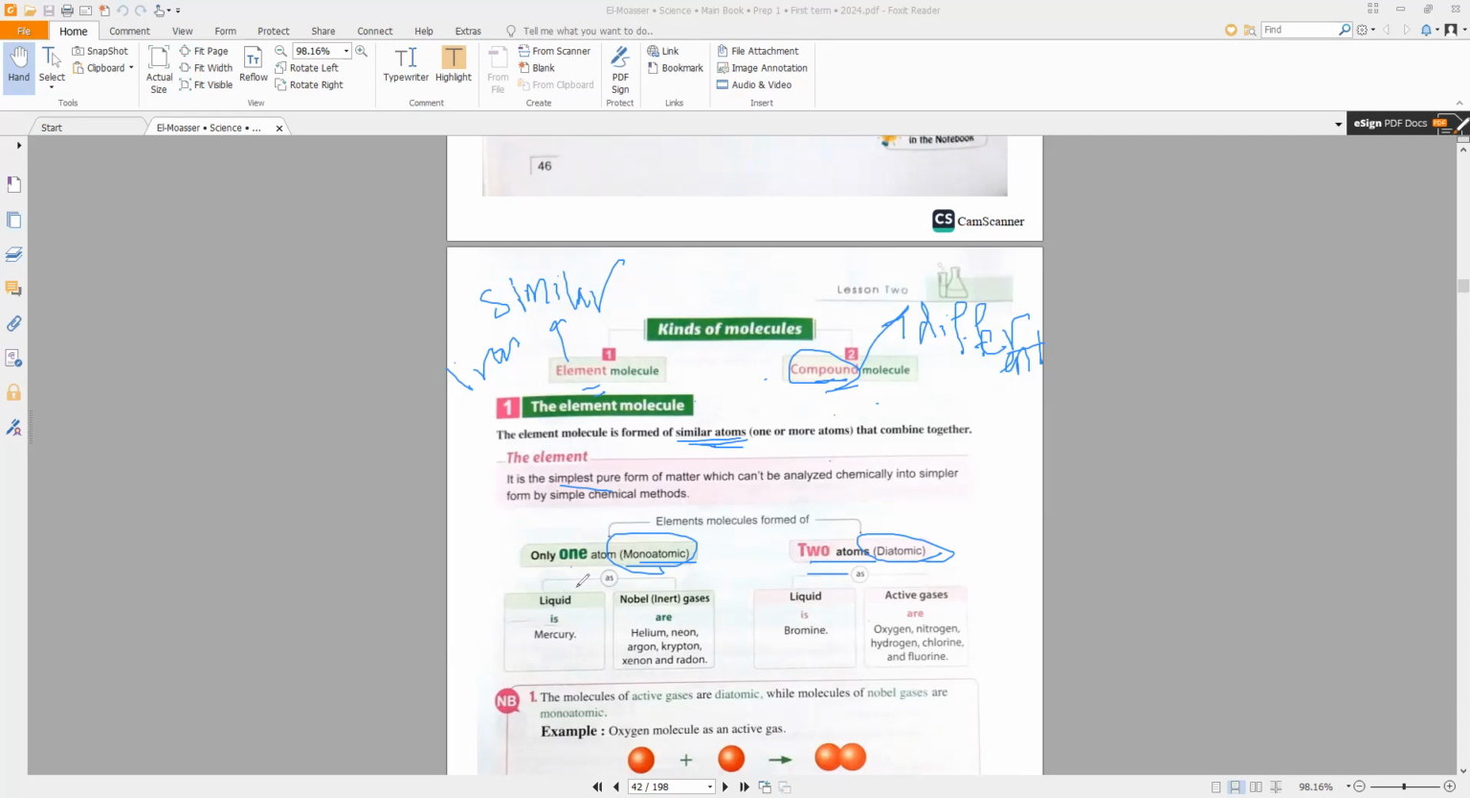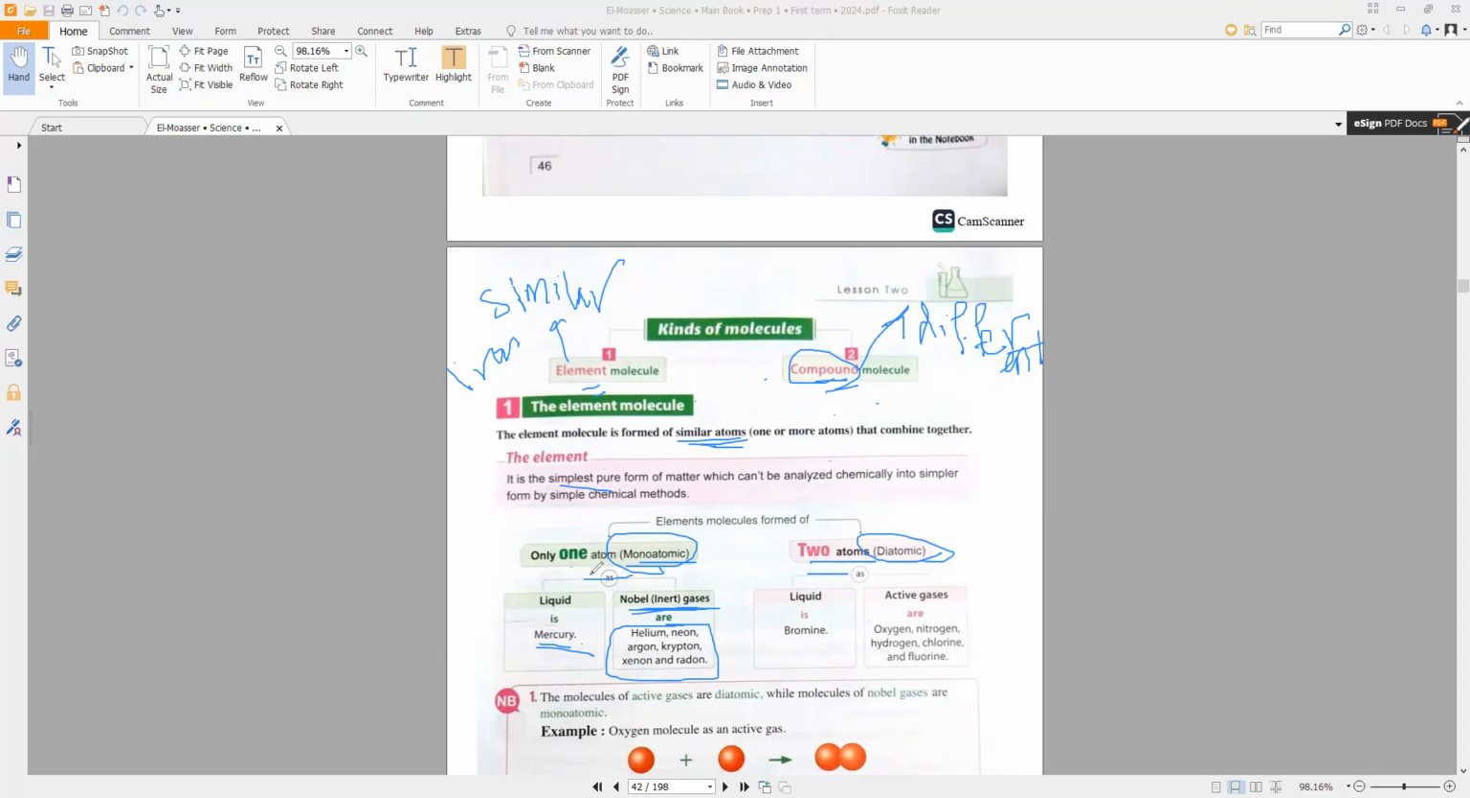For the liquid example, the liquid is mercury. So the only monoatomic liquid molecule is mercury, the liquid that consists of one atom. Monoatomic gases consist of one atom only: helium, neon, argon, krypton, xenon, and radon. Because they form from one atom, they are called noble gases or inert gases. So in monoatomic molecules, we have two types: liquid and gases.